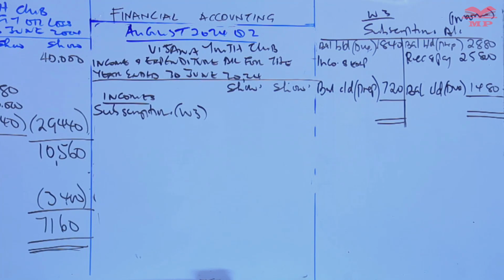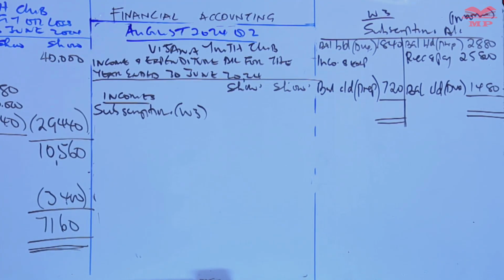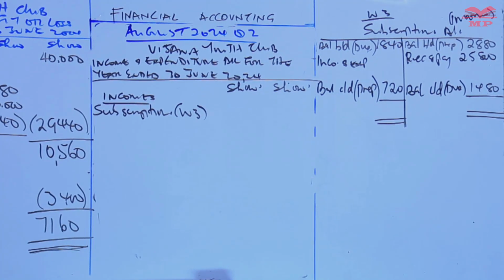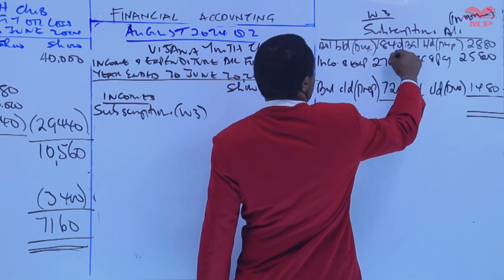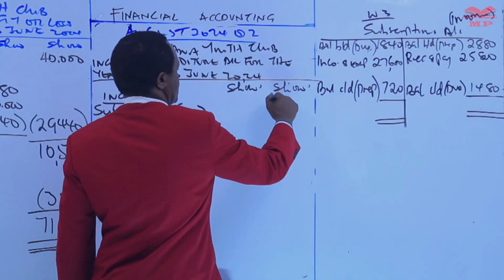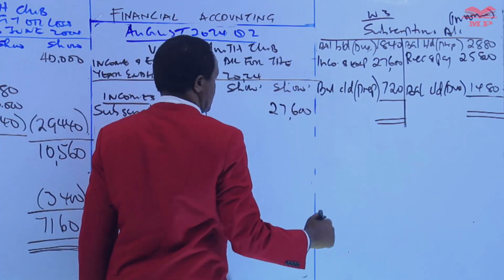How much is the balance? John says the balance is 27,600. So we have here 27,600.